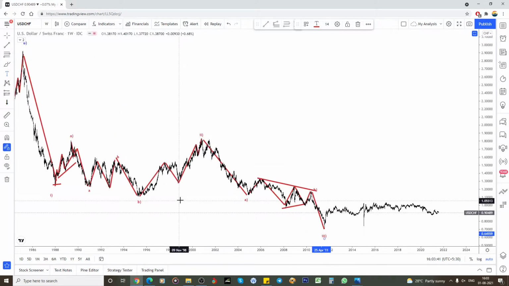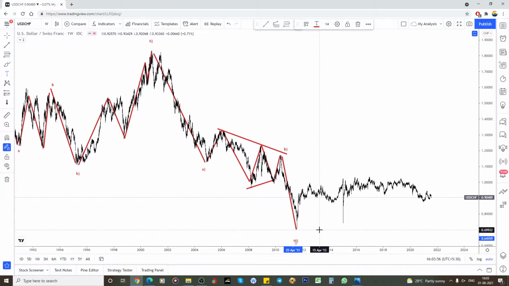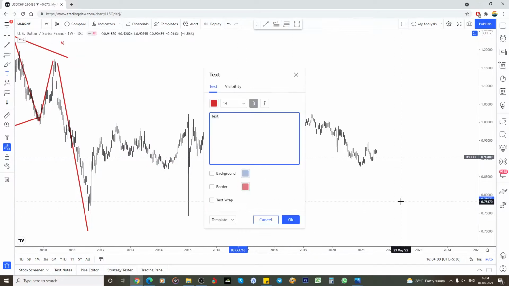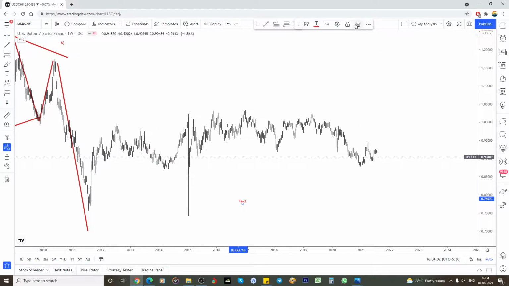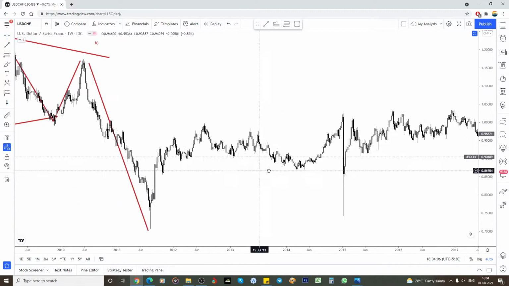See, once we come to a conclusion, A, B, C is 1, 2, 3. We are in the fourth wave. The fourth wave may be an irregular flat or a triangle or anything. And for the fifth wave, one more low is ahead to break this low. So that means now we are in the fourth wave. Okay, now we go through this fourth wave.